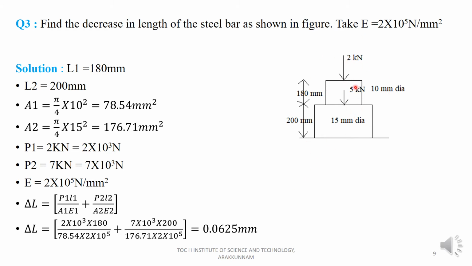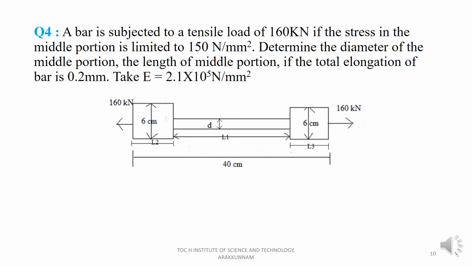Since the total length of the section is given as 40 centimeter, and L2 and L3 are equal, L2 is equal to L3, which is equal to (40 minus L1) divided by 2.